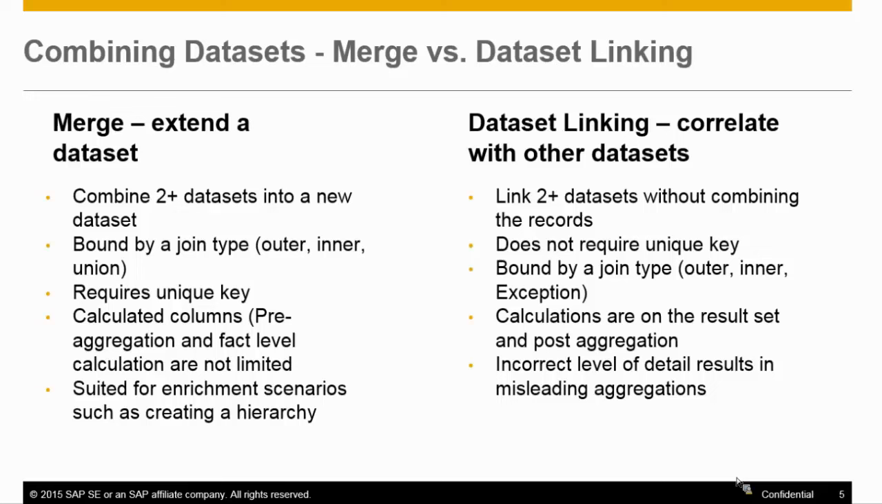This is at a technical level, but really what you are doing is, in the case of merge, you're extending the dataset, and in the case of dataset linking or blending, you may hear me referring to dataset linking as blending as well. It's really the same concept. You're correlating the datasets together. I'll get into the detail of what that means. What do I mean by extend versus correlate? Hopefully the scenarios that follow will walk you through that.